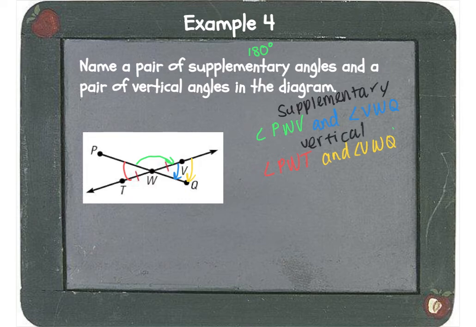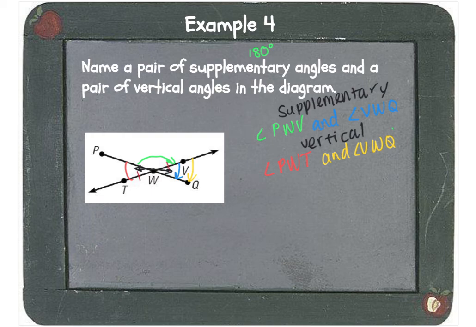Okay? The reason we know that is the vertical ones are when two lines intersect, they are opposite of each other, or they don't share any of the same sides. But they share a vertex. And then the supplementary, remember, together, they were gonna form 180 degrees or a straight line. So that's why we picked PWV and VWQ.